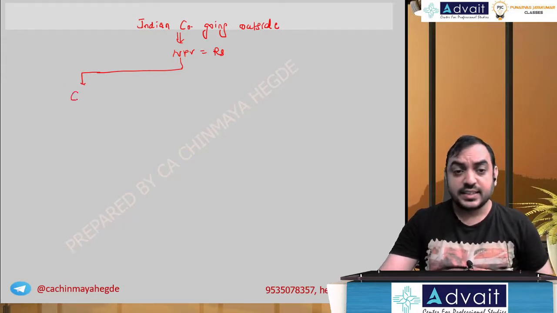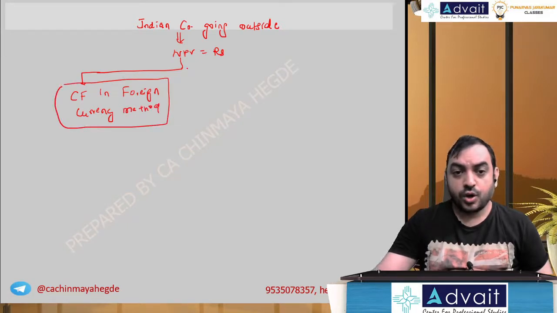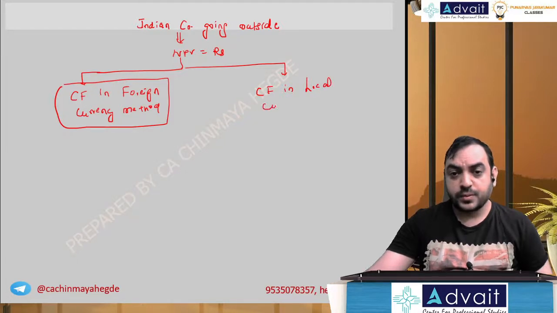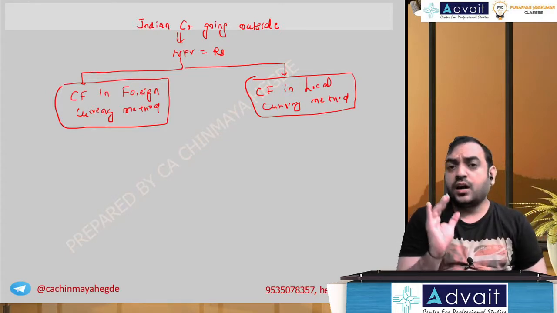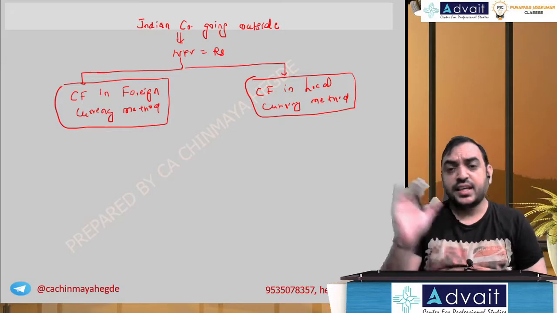One method is the cash flow in foreign currency method, method 1. Or second, the cash flow in local currency method. That is the rupee method, local currency method. Why these two methods will apply, I'll tell you. Logical. First, you are starting a unit, let's say in USA.